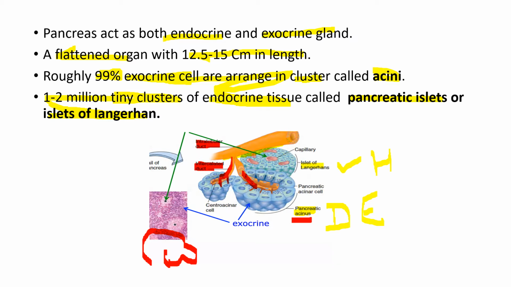And here you see some capillaries in the islets of Langerhans, and these capillaries are responsible for the transport of hormones into the blood and then into the circulation, and the hormones are ready to go to the target cells. Okay, you understand these two types of cell clusters.